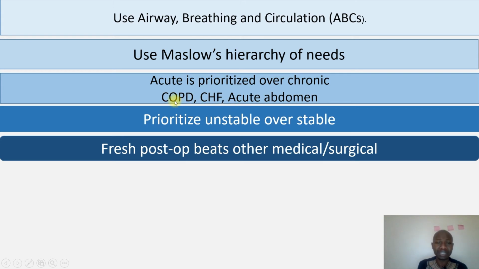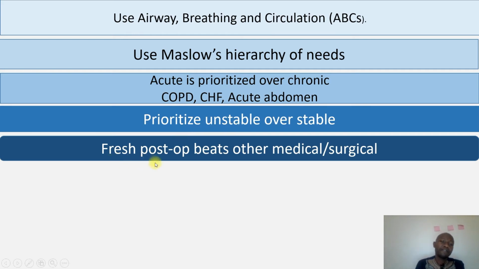We know this patient has been with the condition for some time. This patient may not die today because of that condition, but this one may die in a few hours if nothing is done. Then, guys, prioritize unstable over stable. If there is a word in the question that implies that the patient is unstable, that patient needs to be prioritized over the stable patient.